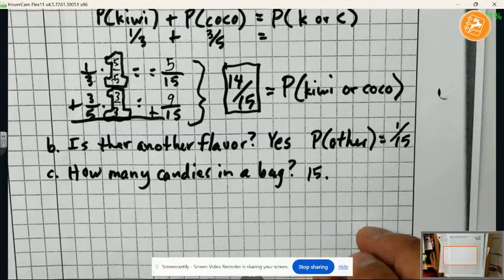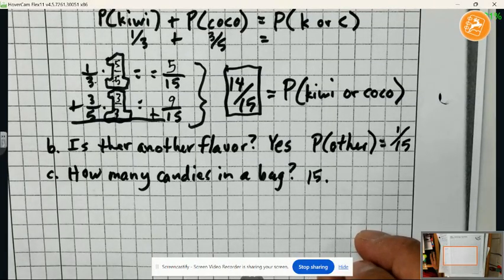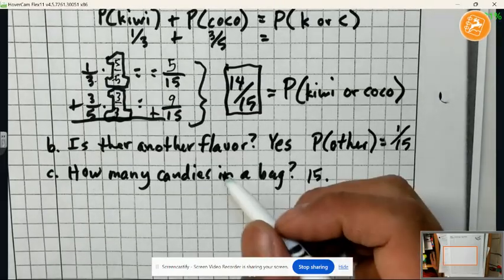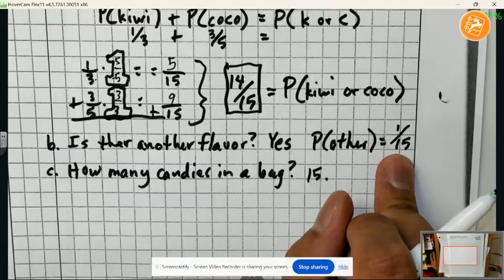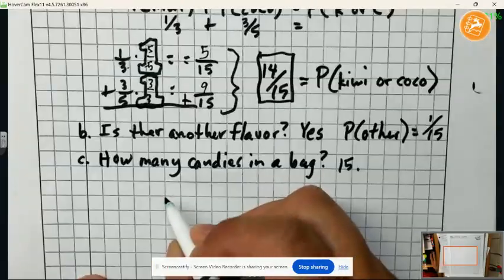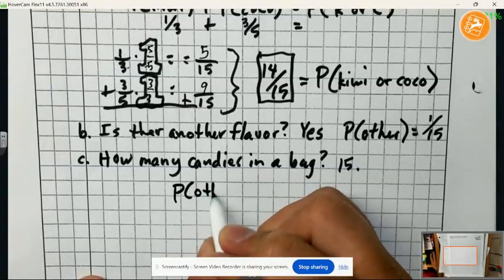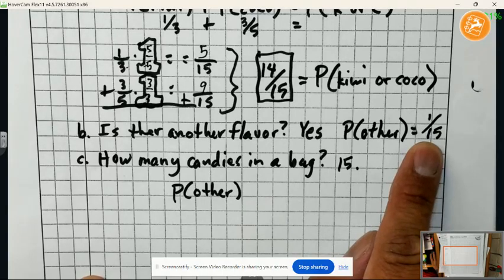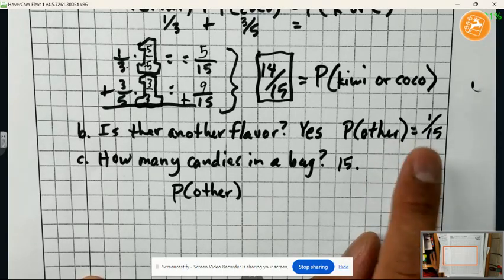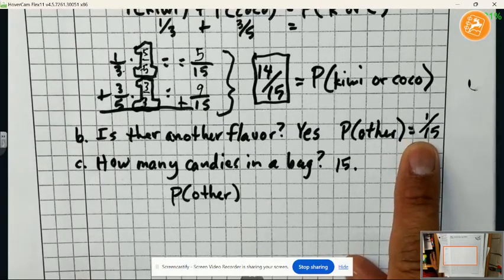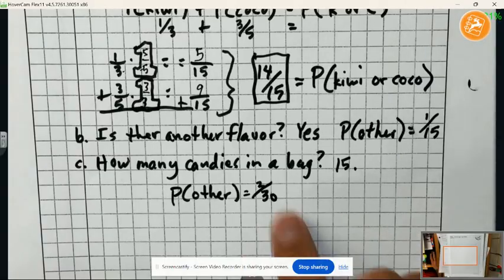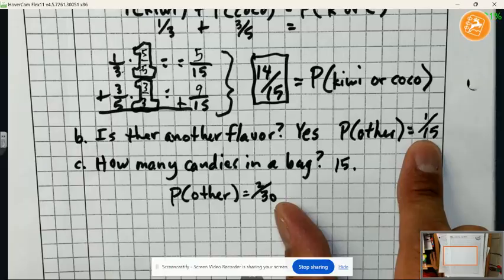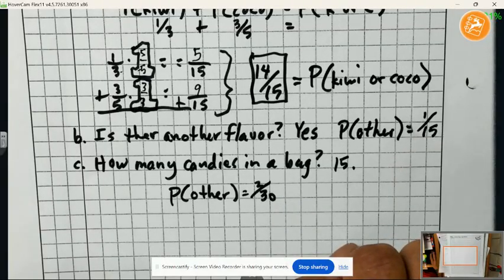Can there be more than 15? Let's think about that. You might have guessed that if the probability of getting another flavor is 1 out of 15, I can say the probability of getting another flavor is equal to 1/15, but it can be a different fraction. So let's think of a different fraction that's equal to 1/15. If you guessed 2/30, that's also equal to 1/15. What's another fraction that's equal to 1/15?